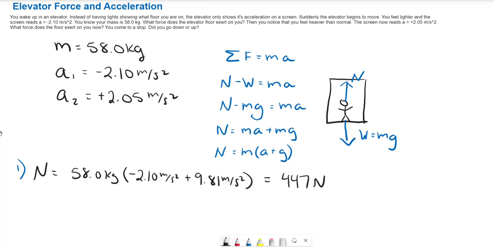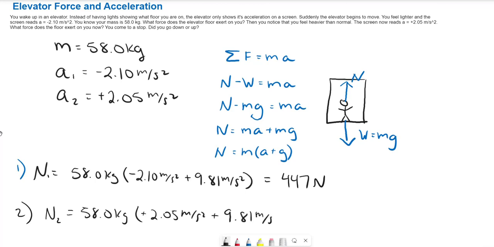And then in the second part, we basically do the same thing, but we're plugging in a different acceleration. So our normal force in the second part, we'll call this 1 and 2, is going to be 58 kilograms times positive 2.05 meters per second squared plus 9.81 meters per second squared. And that's going to give us 688 newtons. So we have our two different normal forces here.